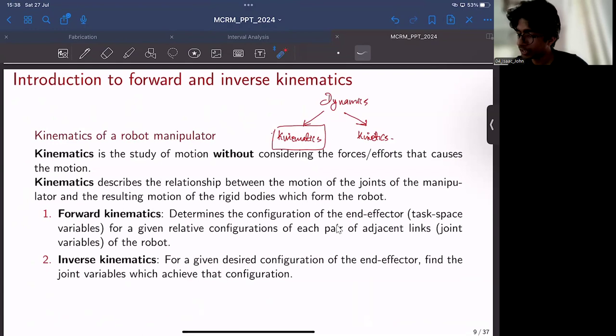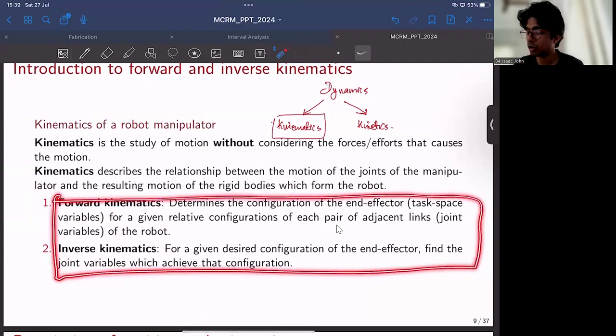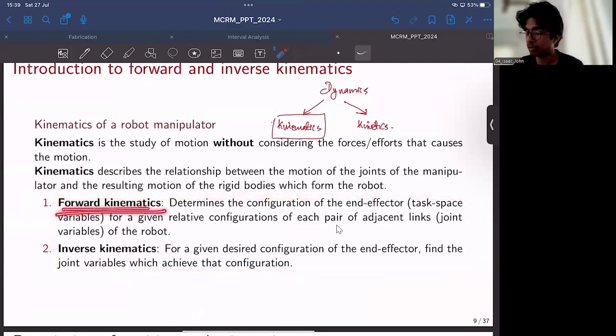The next definition is that kinematics describes the relation between the motion of the joints of the manipulator and the resulting motion of the rigid bodies which form the robot. So as we said earlier, it's simply the study of the linkages whose assembly essentially makes a robot manipulator. And there are two problems in kinematics that we would be interested in solving. The first being the forward kinematics problem, and the second being the inverse kinematics problem.